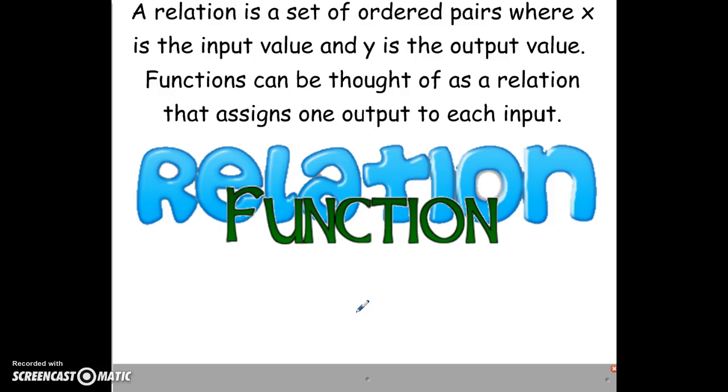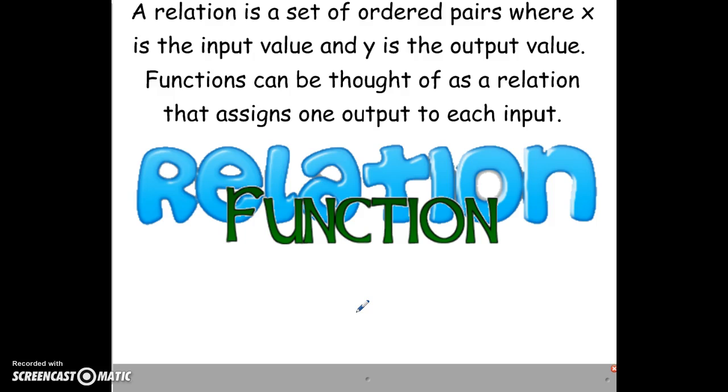It says a relation is a set of ordered pairs where x is the input value and y is the output value. So relation, all that means is that your x and your y are related to each other in some kind of way. If you have a graph, that's a relation. If you have ordered pairs, it's a relation. Everything we just talked about was a relation. That whole paper we just went through, everything on there was a relation.